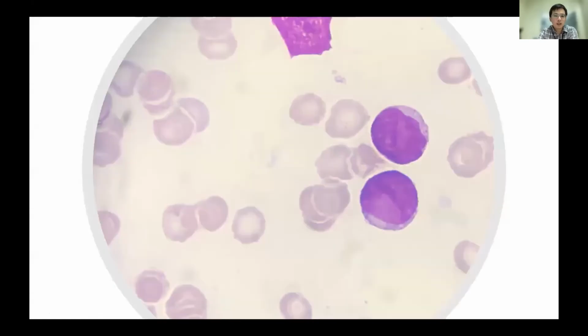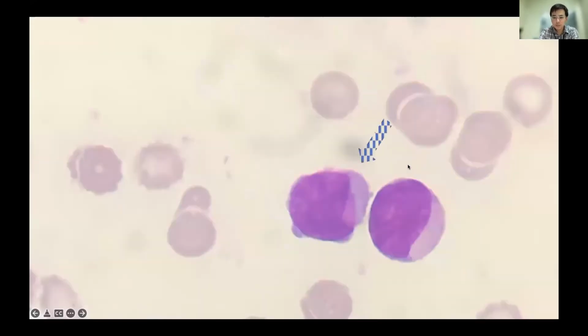But wait. When I saw the PBF, I also noticed, besides the bilobed blasts and those hypergranular abnormal cells, I also see something like this. If you can appreciate, there is a very big indentation here, like a giant prominent nucleoli here. And then some blasts also show this appearance of what we call a fish mouth appearance.